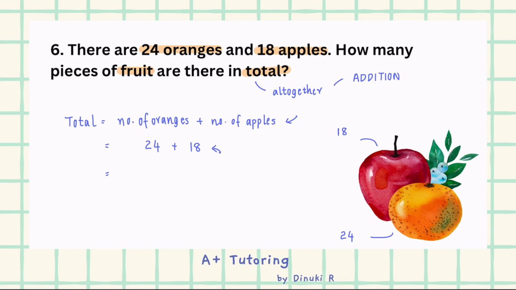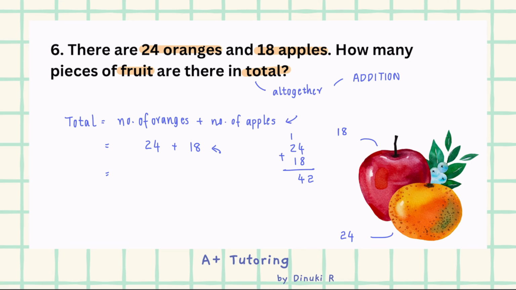You might be able to do this in your head. If not, you can always just jot it down on the side of your page and do a simple addition. So 8 plus 4 is 12. 2 plus 1 is 3, plus 1 is 4.